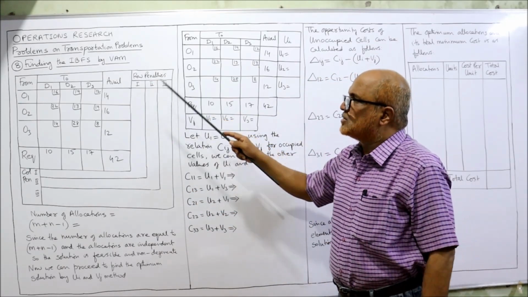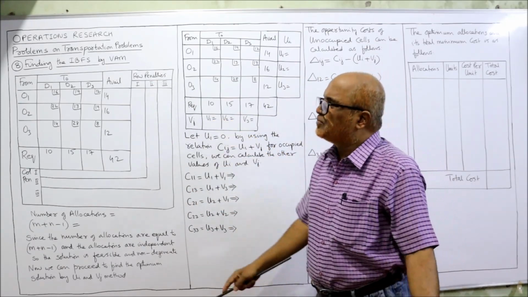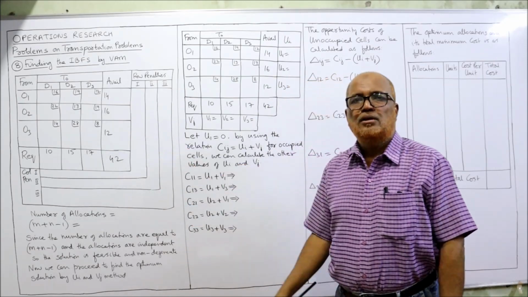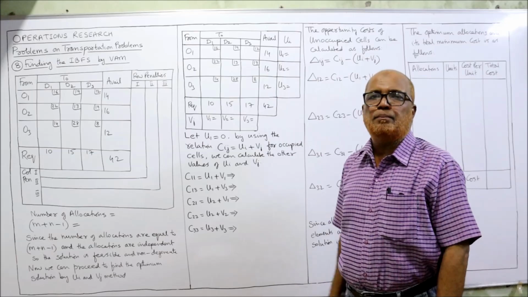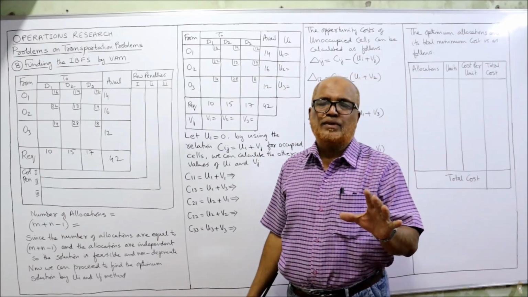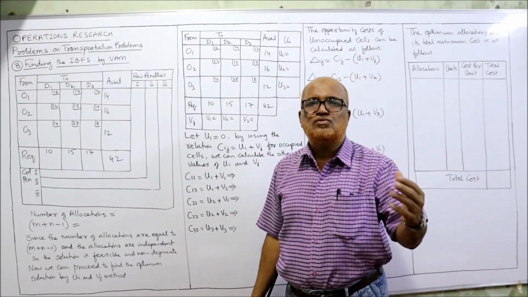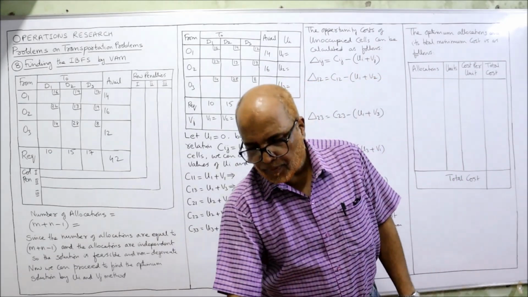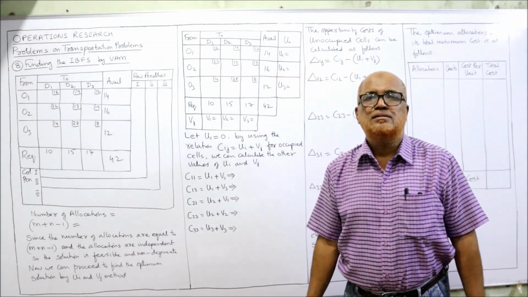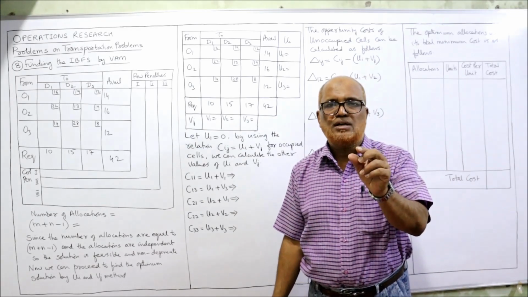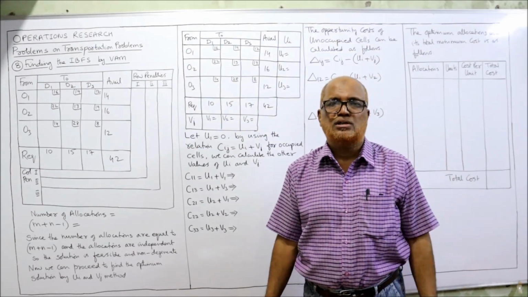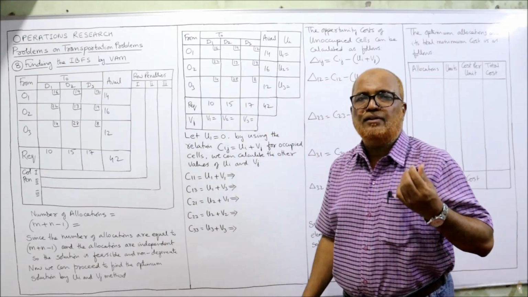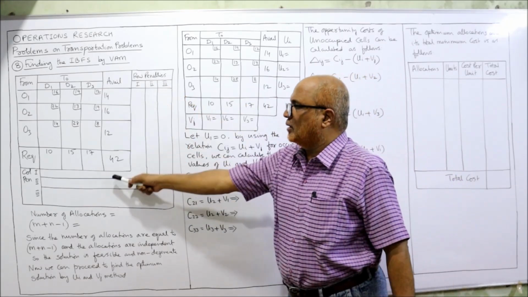Now I have drawn 3 row penalties because the problem is very small, only 3 rows and 3 columns. So I have taken 3 penalties, but don't make it a rule. Sometimes we need 4 penalties, 5 penalties also, right? What do you mean by penalty? Penalty is the difference between the smallest cost and the next smallest cost in each row and each column. So we need the penalty for rows and the penalty for columns.